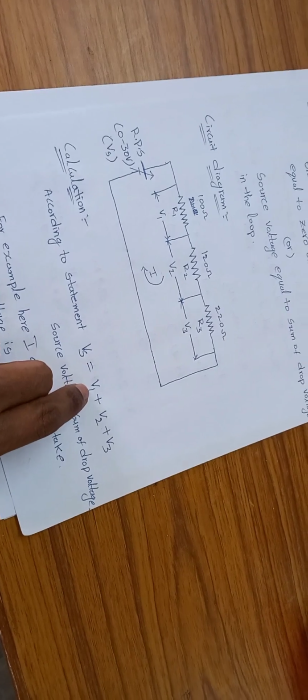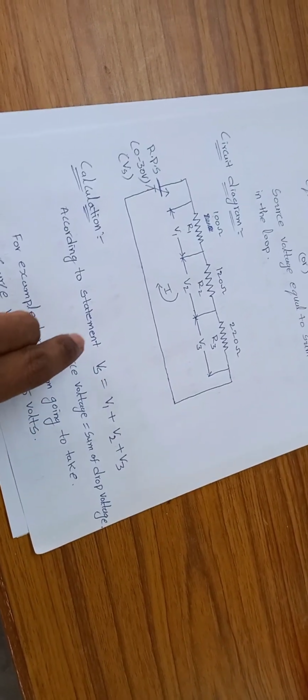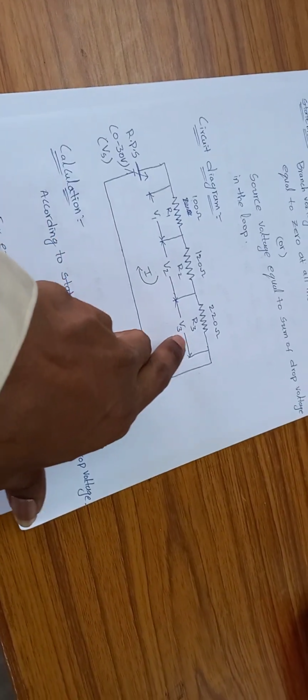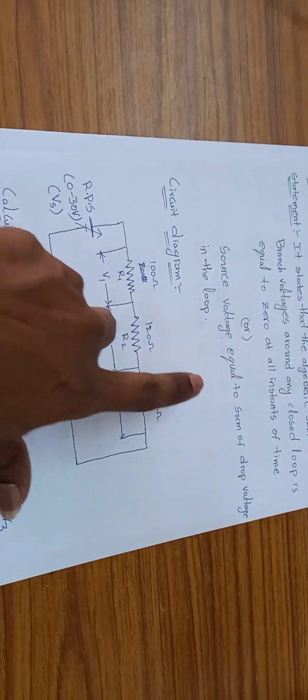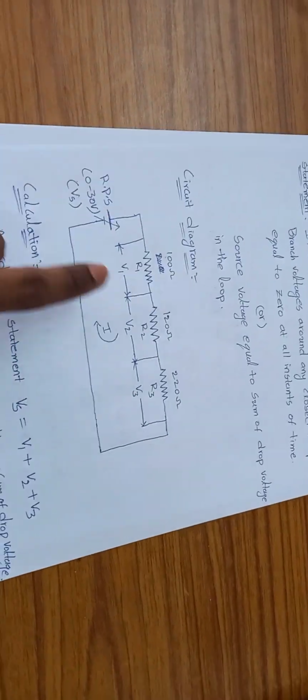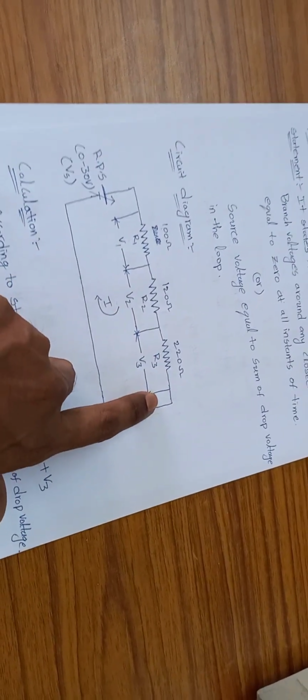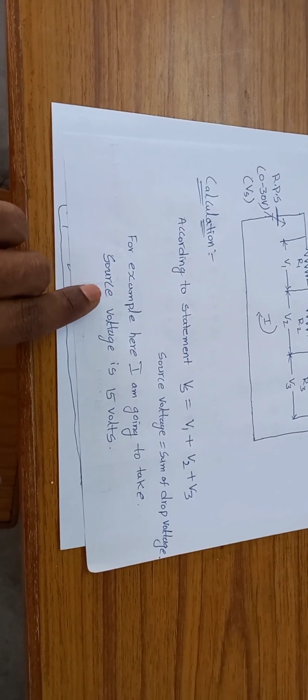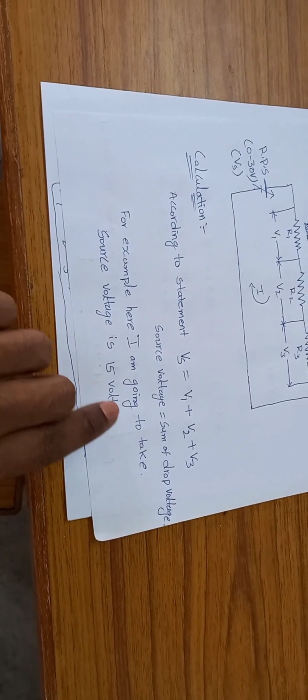The sum of these 3 voltages is equal to the source voltage. It means 15 volts equals the sum of the drop voltages of these three. That is the statement only: source voltage equals the sum of drop voltages. So already I said here I am going to take the source voltage only as 15 volts. For that only I am going to do the calculation part.